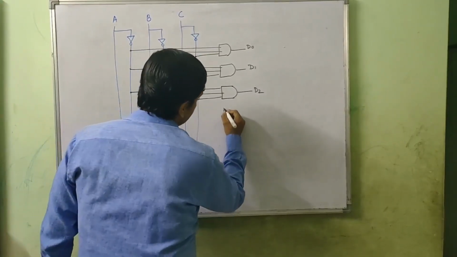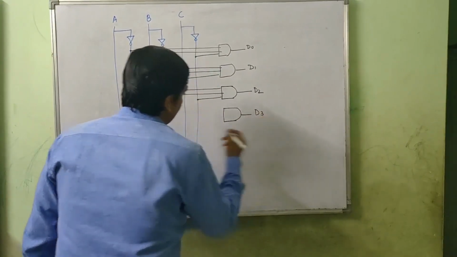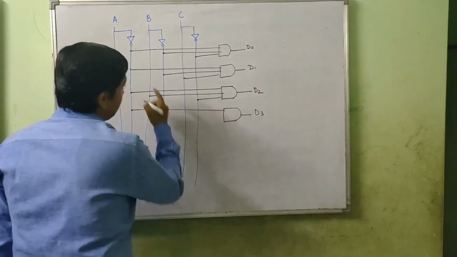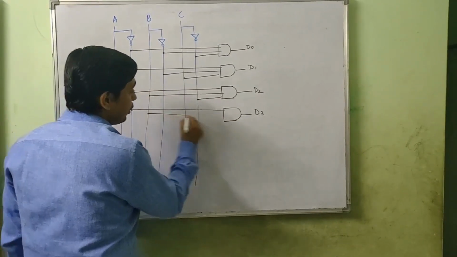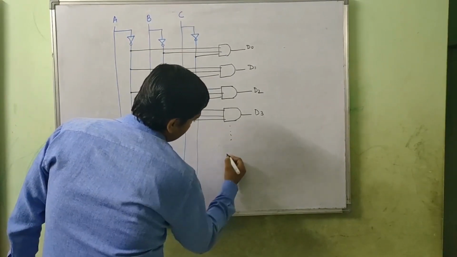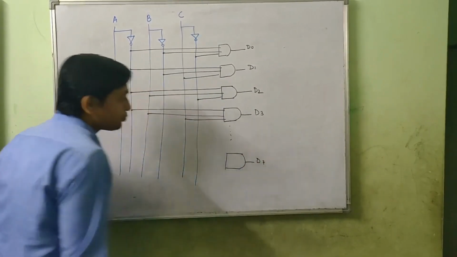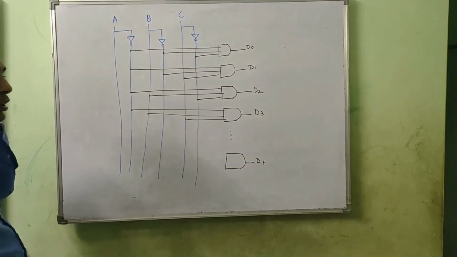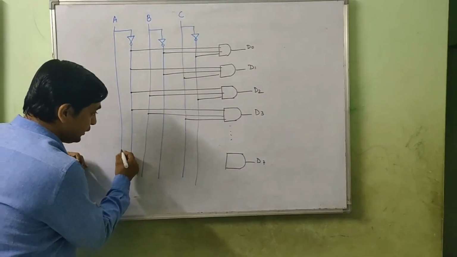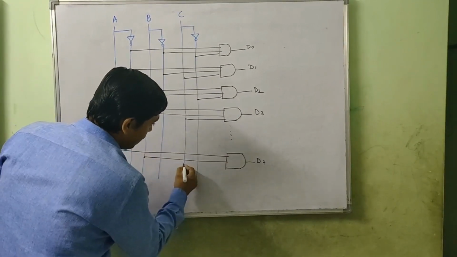D3, I am not going to make them all, don't worry, you can do that. 0 1 1, so 0 is complement, 1 is normal, 1 is normal. Similarly you will make the rest. The last one will be for D7. For D7 it will be A, B and C, so all will be in normal form. So all the inputs are from normal lines, none from the complement.